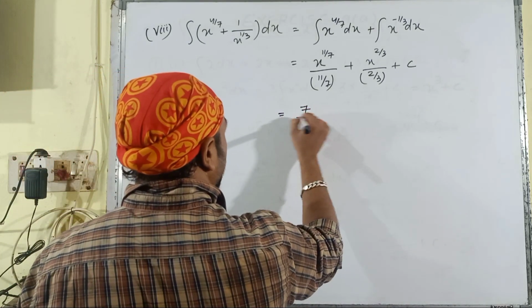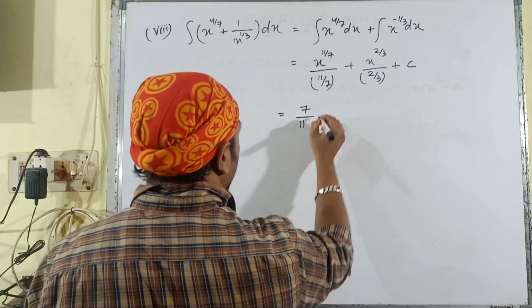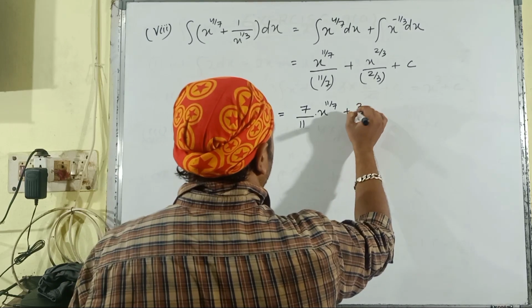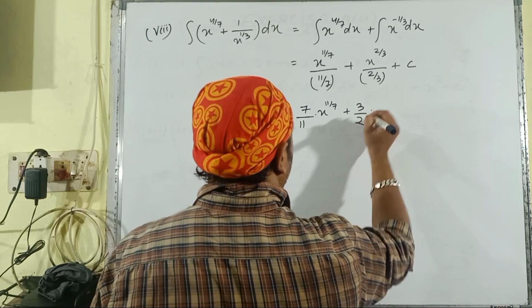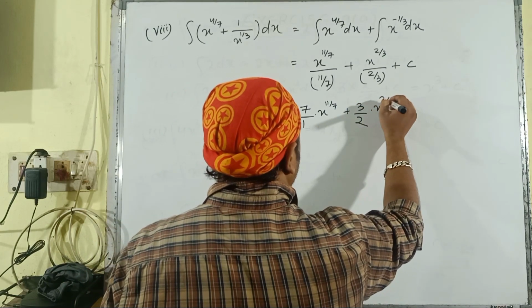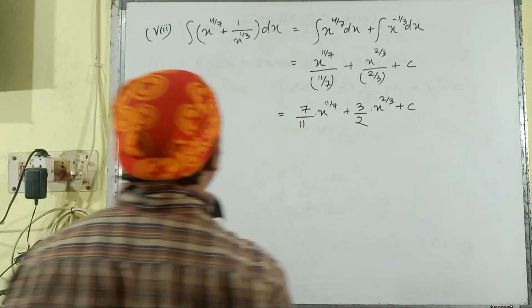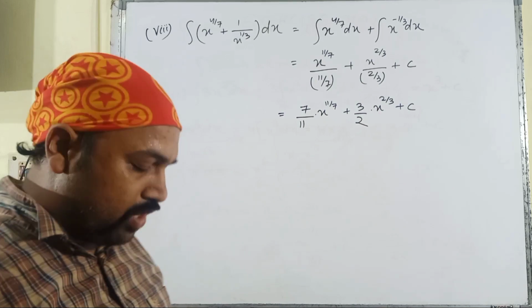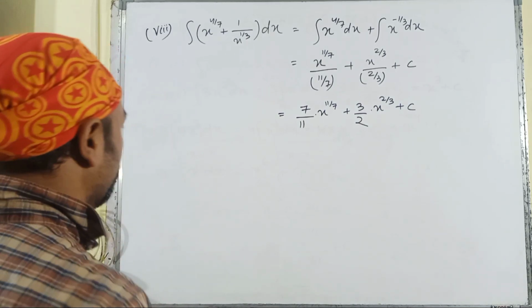And simplifying this step, we have 7 divided by 11 multiplied with x to the power 11 by 7 plus 3 by 2 multiplied with x to the power 2 by 3 plus any constant c. And here it is the 8th bit of number 1. Moving to the 9th bit.